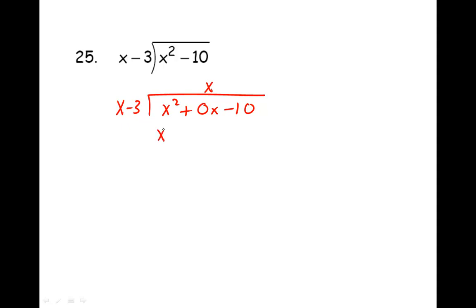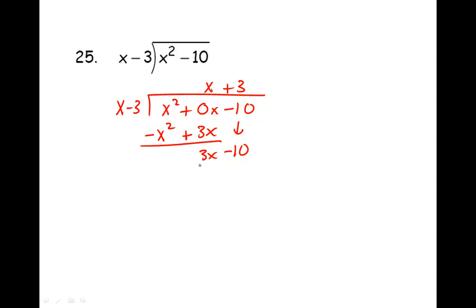X times x is x squared. X times -3 is -3x. Then I want to distribute in the negative, which means change the signs. X squared minus x squared is 0, and 0x plus 3x is 3x. Bring down the -10. Now what do I multiply x by to get 3x? It's a positive 3. Then I would go ahead and multiply.